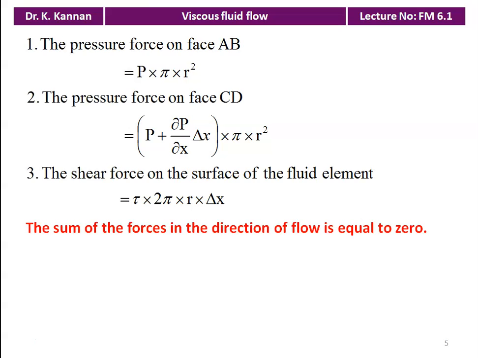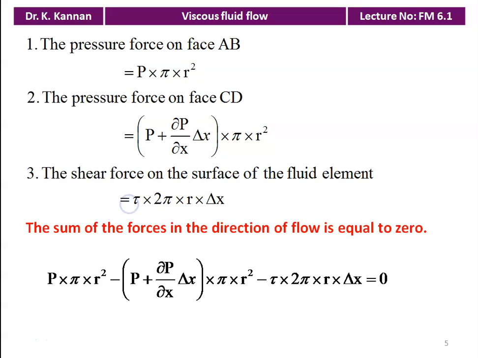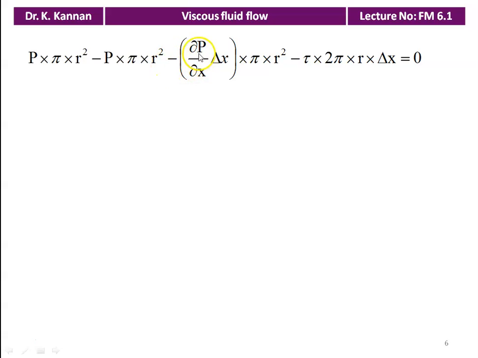Now, the sum of the forces in the direction of the flow is equal to 0. Sum of all the forces in the direction of flow is equal to 0. We add. So, P into pi r square minus P plus dou P by dou x into delta x into pi r square minus shear stress. Shear stress is acting in the opposite direction of the flow direction, and the force on the CD right side face is also acting in the opposite direction to the fluid flow. Then we expand, so the first term as it is, second term we expand. So second term P pi r square minus dou P by dou x delta x into pi r square, minus the last term tau into 2 pi r into delta x.